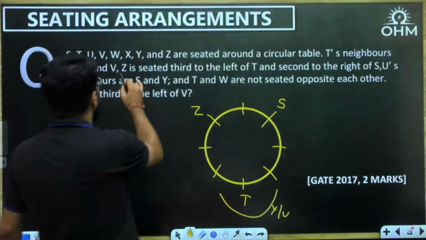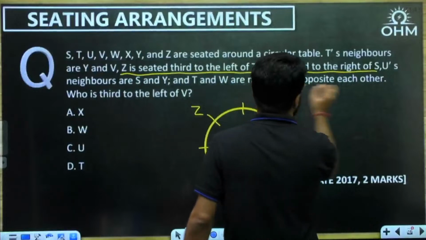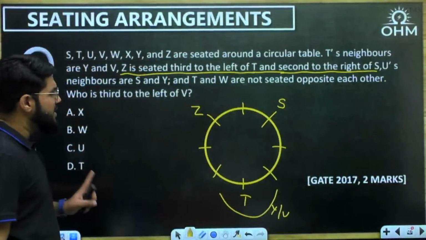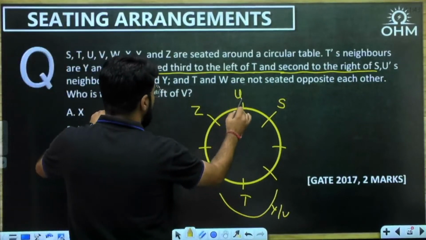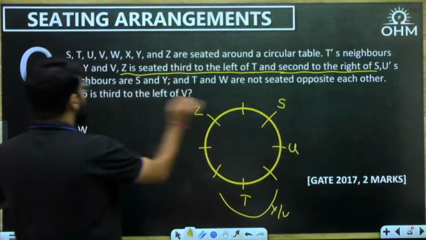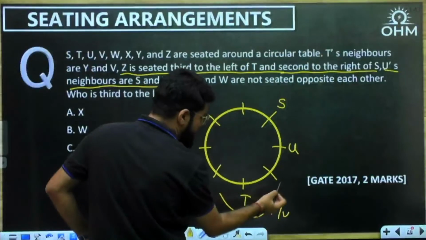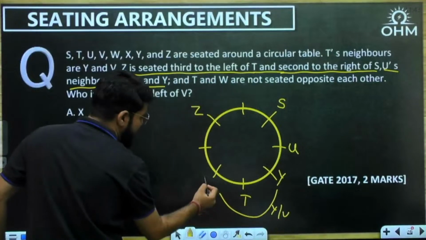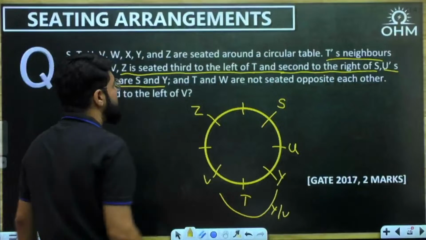What is used? Z is to the left of T and second to the right of S. This statement is used. U's neighbors are S and Y. So U's neighbor is S. So where can U be? If I place U here, the neighbors will become Z and S. No. So U can be placed here, and U's neighbors are S and Y. So this tells me Y comes here. So automatically V comes here. T's neighbors were V and Y. Okay, this is also done.